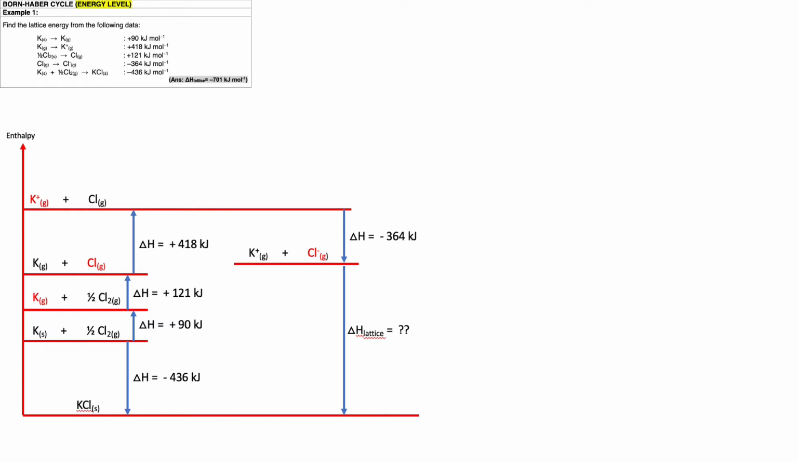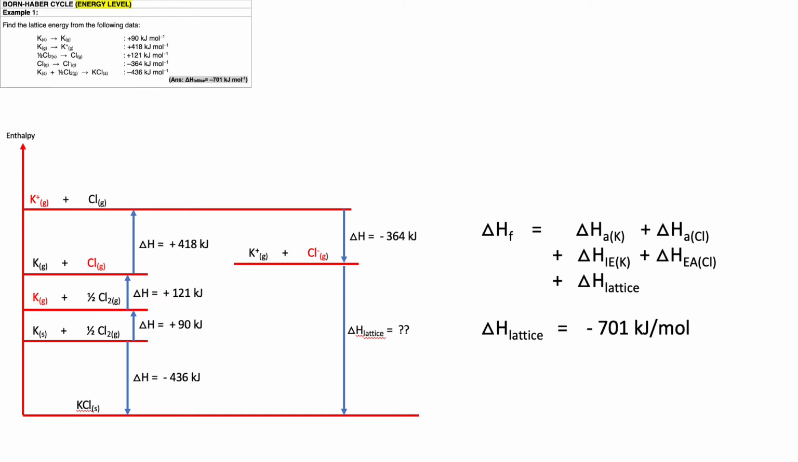So for the solution, the enthalpy of formation is equivalent to all the enthalpy that you have here. Now, I give you 2 minutes to calculate it. You can pause this video first. Okay then, have you done your calculation? So let's take a look at the answer. The answer that you should get is negative 701 kilojoule per mole. So that is the first example for Born Haber energy level.